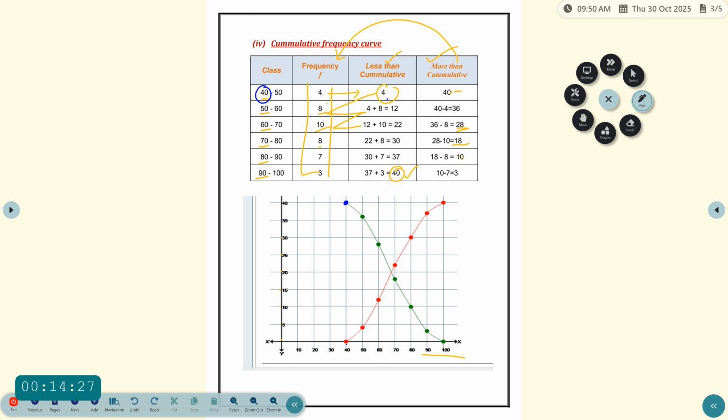Then corresponding to 50, what do we have? 36. Corresponding to 50, first we compute the more than cumulative mark. More than cumulative corresponding to 40.